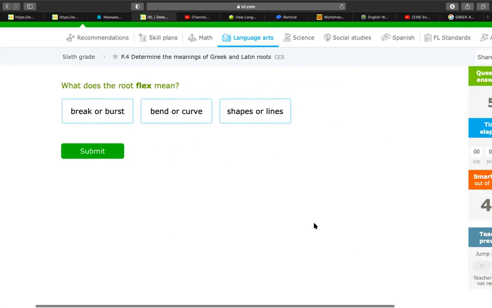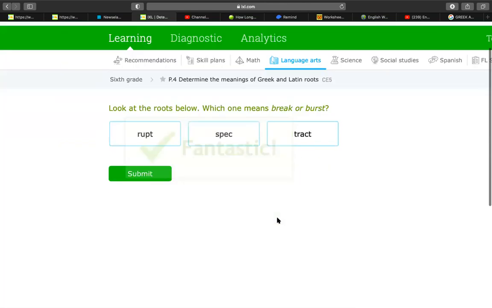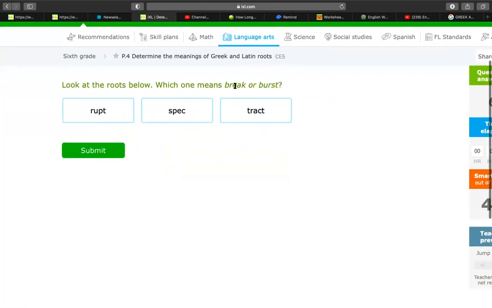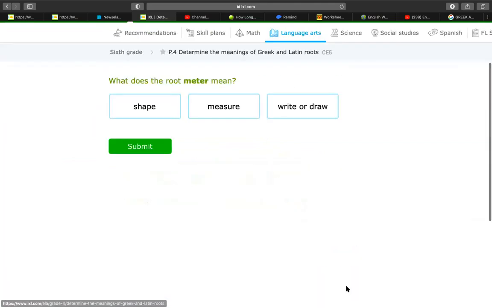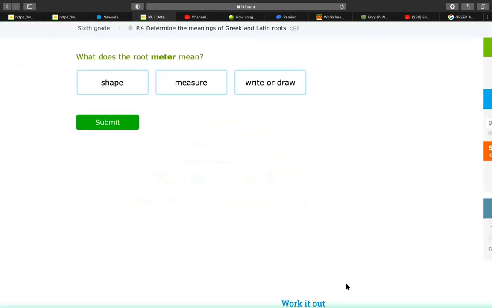Okay, flex, break or burst, bend or curve, shapes or lines? Bend and curve. All right, fantastic. Break or burst, rupt, spect, or tract? Rupt, like erupt. All right, next one, let's do meter. Is that shape, measure, or write down? Measure. Yes, very good.